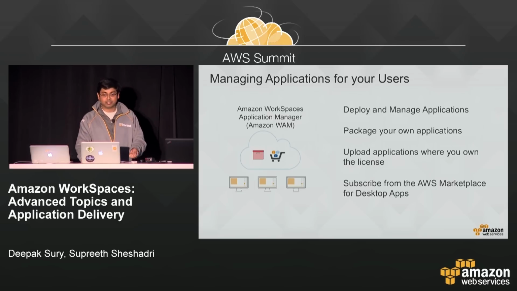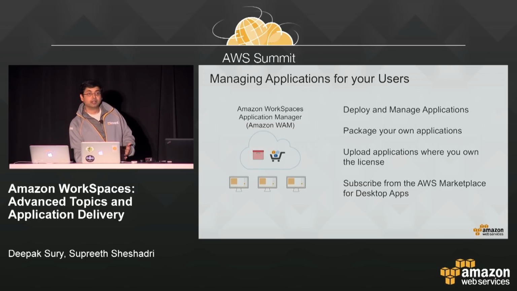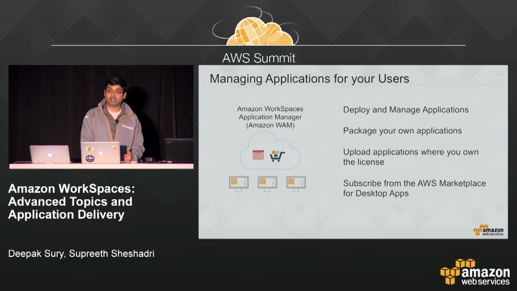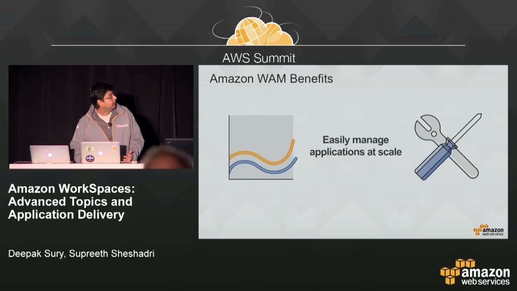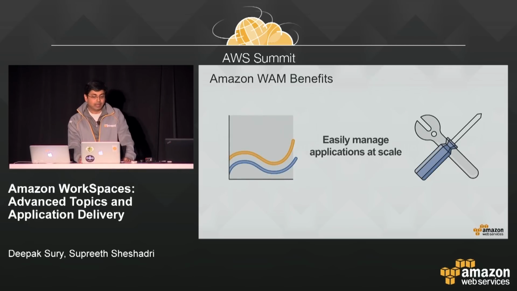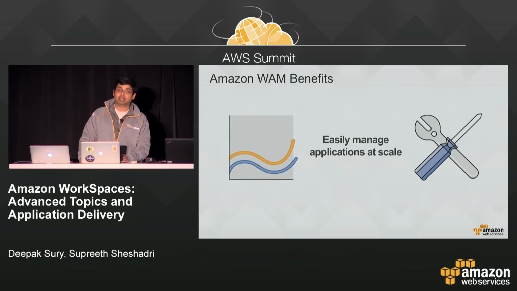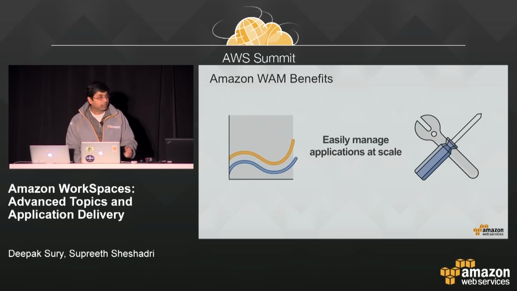So managing applications for users, depending on the roles and the organization, the example company may have different needs to deploy and manage applications. They have their line of business applications that they may need to deploy to their employees, or they may already have existing applications for which they already own licenses through their enterprise agreements, or there may be a scenario where they want to procure software on demand for a lot of their employees. So Amazon WAM allows us to deploy applications at scale without requiring any upfront investment or upfront infrastructure. So you pay for what you use.